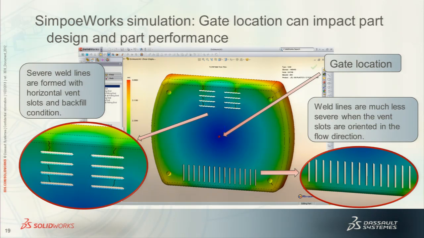Okay, and here again, Simpo and SolidWorks Plastics do allow you to see where your knit lines are going to be. And this is what the backfill condition has created. You have a pretty severe knit line between the slots that are running horizontal, whereas where they're running vertical, you have very negligible knit lines. That would be a possible structural problem with the back half of this enclosure.